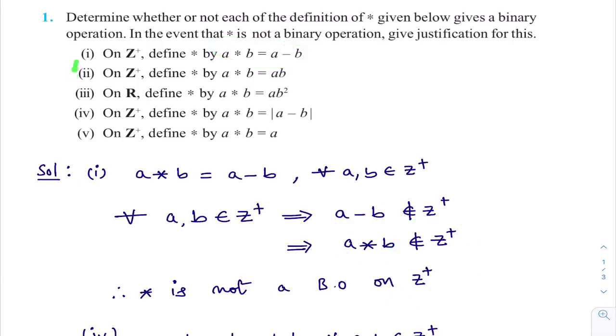Now you see the second bit in this. Oh, I do one thing. You see here, the first bit and fourth bit are similar now. So I'll go with the fourth bit. You see, on Z plus, a star b is defined as modulus of a minus b. Here it was only a minus b, but here it is modulus of a minus b. Now we need to check whether star is a binary operation or not.